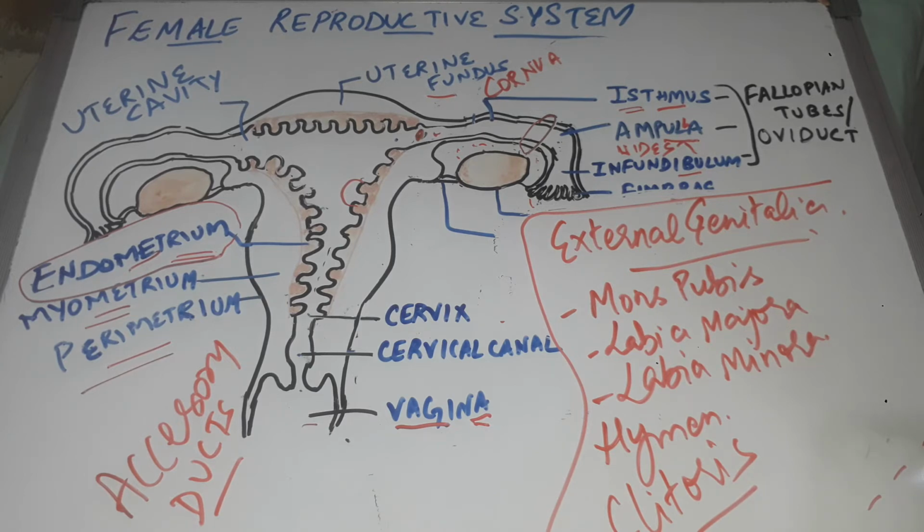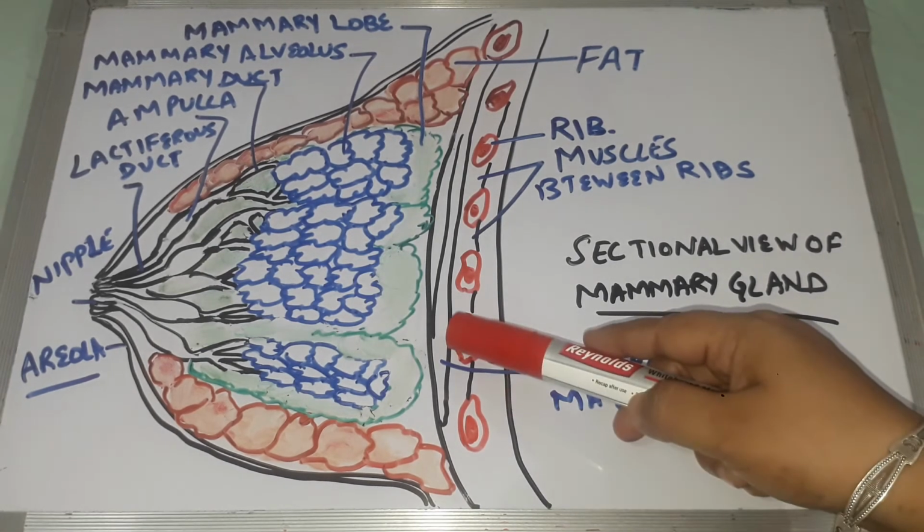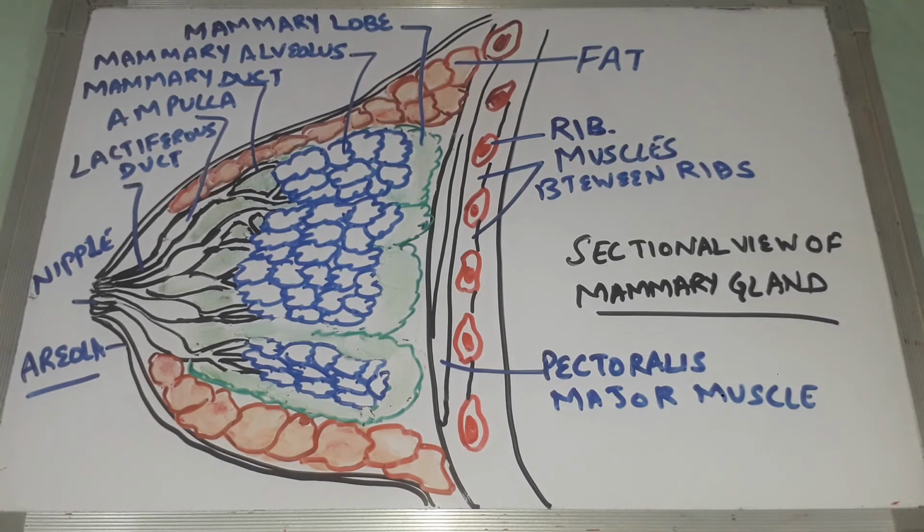So students, this was about the female reproductive system, the main organs, accessory ducts and external genitalia. Now we will talk about the next part of this system, that is the mammary glands. The diagram is showing the sectional view of the mammary gland, also known as breast. So mammary glands are two round prominences which lie over the pectoralis major muscle. This is the pectoralis muscle on the front wall of the thorax.